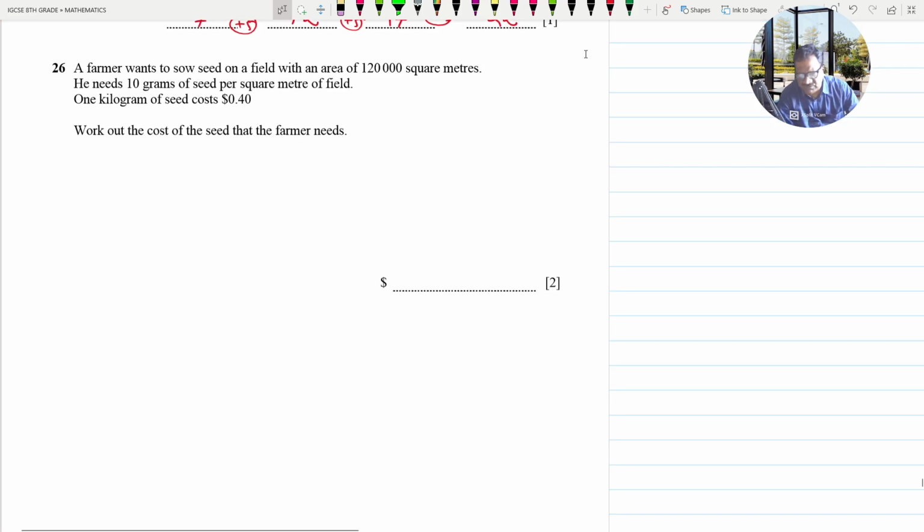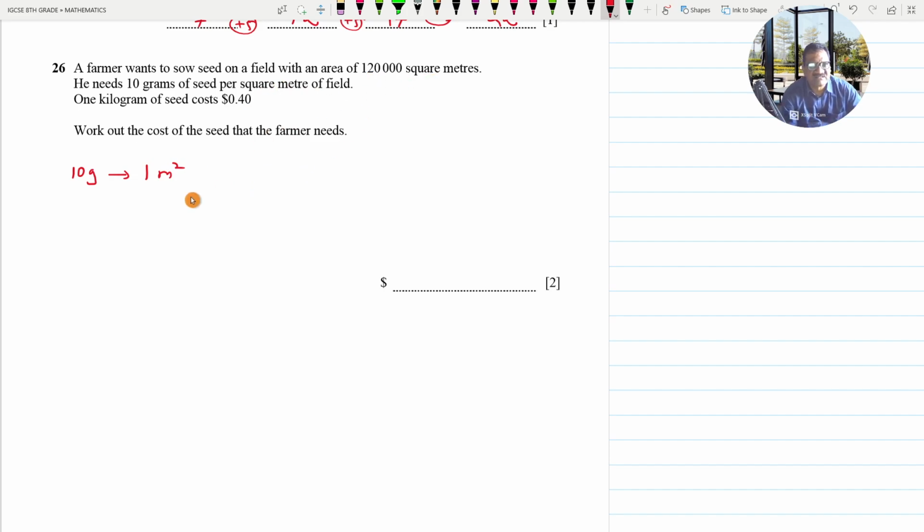A farmer wants to sow seed on a field with an area of 120,000 square meters. He needs 10 grams of seed per square meter. So the question is, 10 grams of seed is needed for every square meter of field.